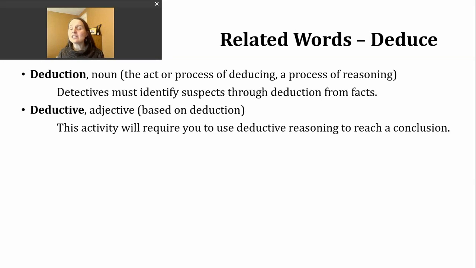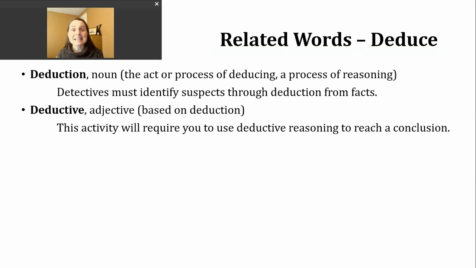Now let's take a look at some words that are related to our verb deduce. And the first word we're going to look at is the noun deduction. Now, I'm going to tell you this word can have a couple different meanings, but we're just going to focus on the meaning that connects to our particular verb. So, for purposes of our video today, deduction means the act or the process of deducing. So, it's the process of reasoning, of coming to a particular conclusion.